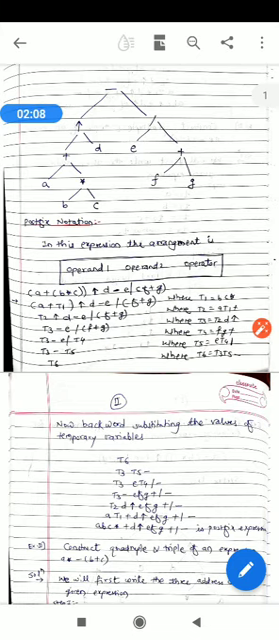Then t3 minus t5, where t5 = e / t4. It can be written as t5 = e t4 /, in terms of postfix expression format. And the last one, t6 = t3 - t5. It can be written in postfix expression as t6 = t3 t5, and after that the minus operator.